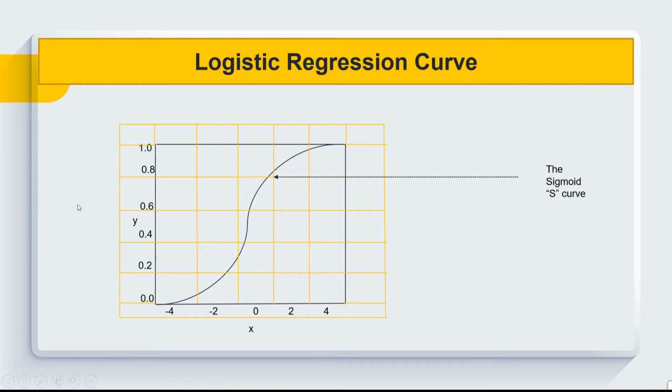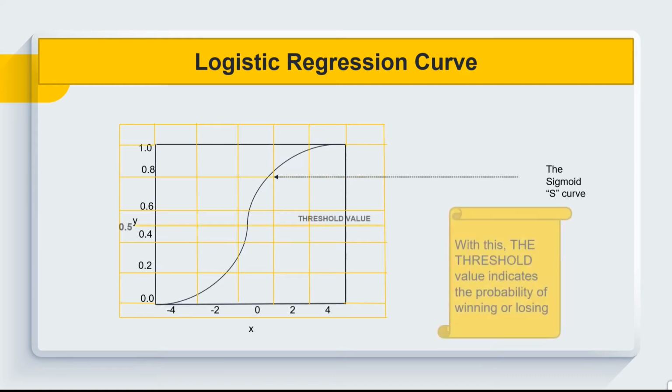So let's say I have a data point that is 0.8. Now, how can you decide whether your value is 0 or 1? Here you have the concept of the threshold, which basically divides your line. So here the threshold value indicates the probability of either winning or losing. By winning, I mean the value is equal to 1, and by losing, I mean the value is equal to 0. But how does it do that?